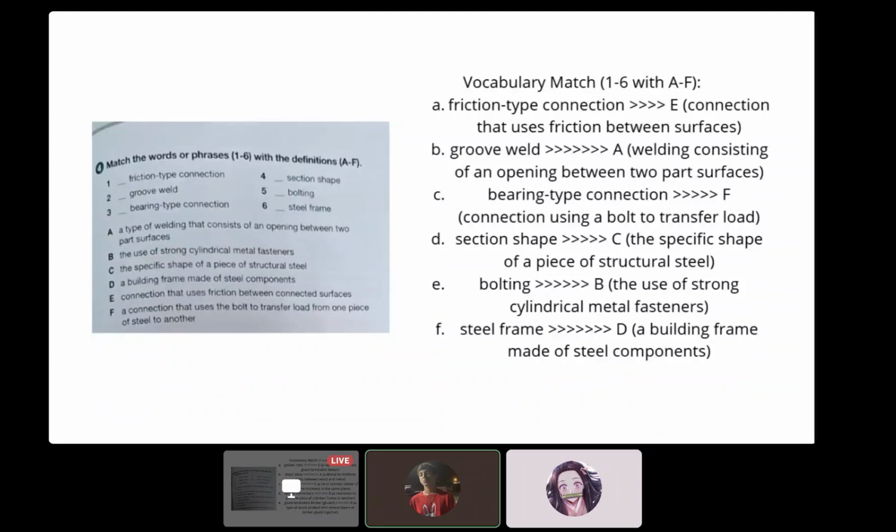Number four, section shapes matches with C, structural shapes. Number five, bolting matches with B, the use of a strong cylindrical metal fastener. And number six, steel frame matches with D, a building frame made of steel components.